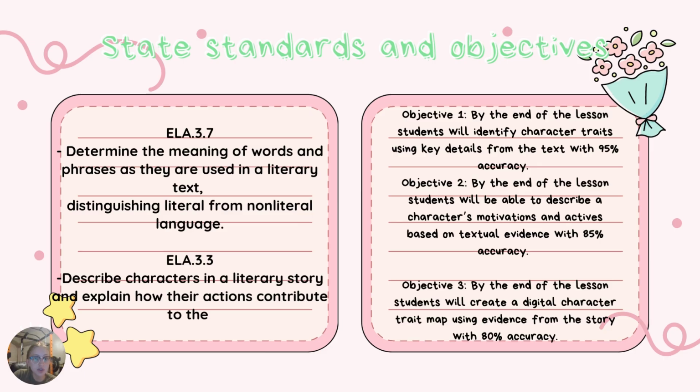By the end of the lesson, students will identify character traits using key details from the text with 95% accuracy. Objective number 2. By the end of the lesson, students will be able to describe a character's motivations and activities based on textual evidence with 85% accuracy. Objective number 3. By the end of the lesson, students will create a digital character trait map using evidence from the story with 80% accuracy. They will have an example of a character trait map given to them within the assessment on Google Classroom.